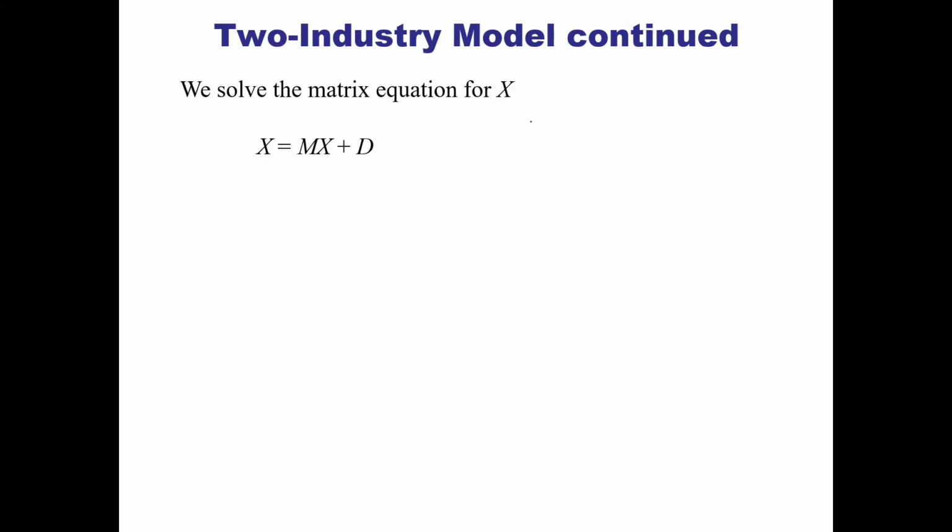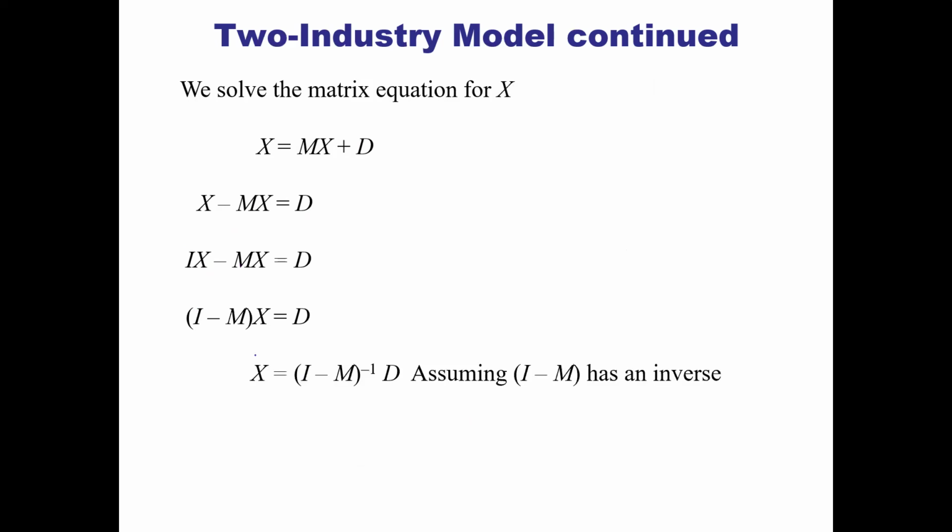And what we want to do is solve the matrix for X. So X minus M times X is equal to D. We can factor out an X, and we have I minus M times X. If we want to solve for X, we have to take the inverse of this and multiply it on the other side. That all depends on whether I minus M has an inverse. If we can't get an inverse, then it won't work. But if we can get an inverse, then this is how we solve for X.